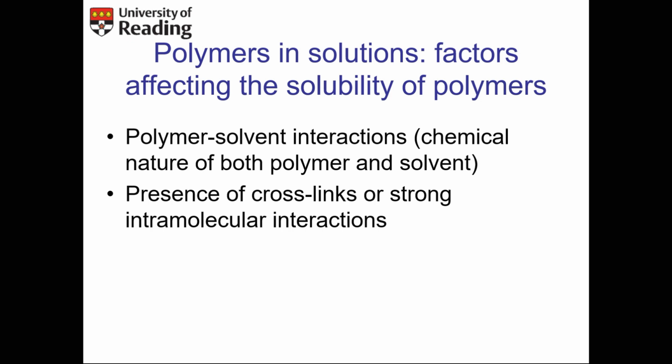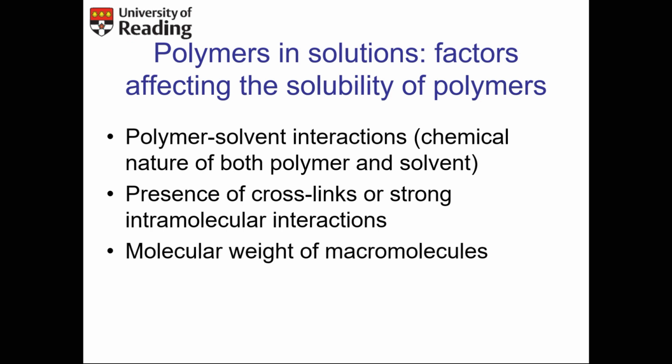Presence of crosslinks or strong intramolecular interactions could potentially affect the solubility. Typically, if there are crosslinks present within the polymer, then this polymer will not be able to dissolve, and at maximum it could swell in a solvent. Also, strong intramolecular and intermolecular interactions between the macromolecules could also act as crosslinks, but this time they will be called physical crosslinks. Molecular weight of macromolecules could also affect the solubility. Polymers of larger molecular weight will be less soluble, polymers of smaller molecular weight will be more soluble.